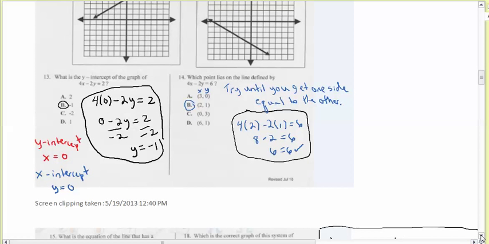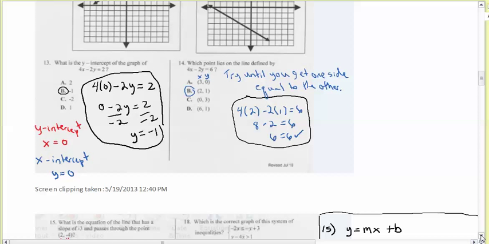Number 13. If you're trying to find the y-intercept, you make your x 0. If you're trying to find your x-intercept, you make your y 0. In this case, it says to find out what the x-intercept or the y-intercept is. So I made my x 0. I divided by negative 2 on both sides, and I got y is equal to negative 1. That's how I got the B.